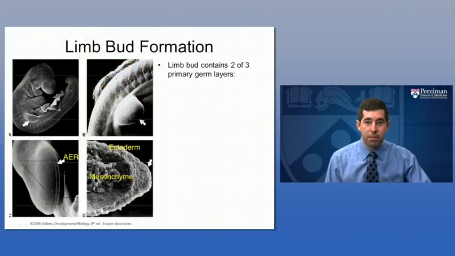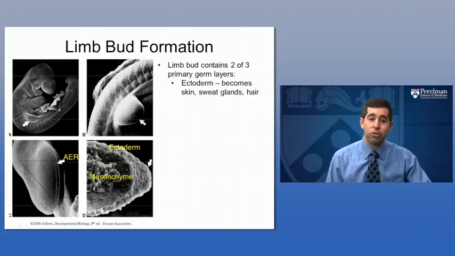So let's take a look at the limb bud itself. The limb bud contains two of the three primary germ layers, those two layers being the ectoderm. The ectoderm essentially forms the external structures to the limb, things like skin, things that are within the skin like sweat glands, apocrine and eccrine glands, which form some of the different secretions that ultimately are going to be on the surface of the skin.